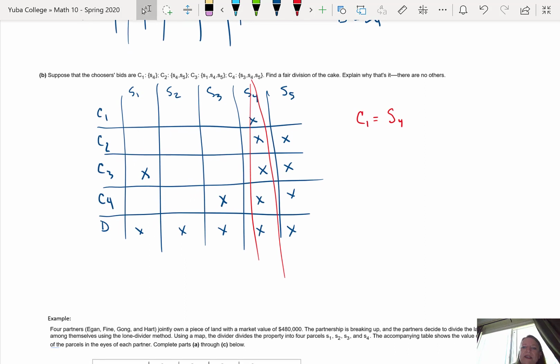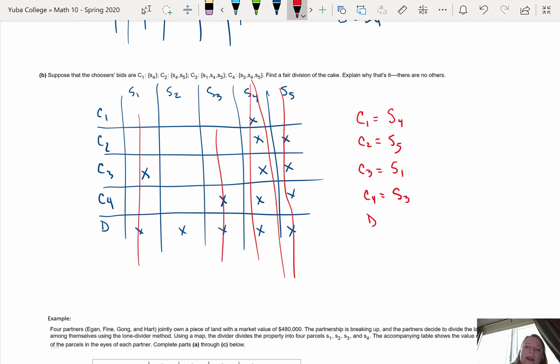So if that's the case, then C sub 2 has to get S sub 5. That would give C sub 3 the only thing left for them, which is S sub 1. And good thing, because for C sub 4, the only thing left would be S sub 3. And the divider then would get S sub 2.